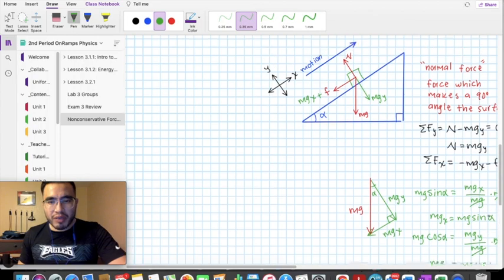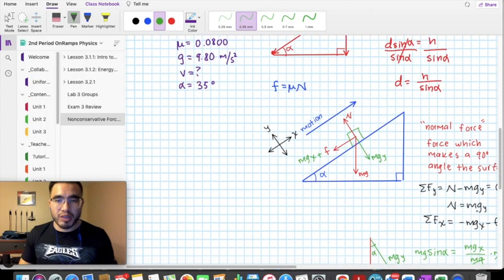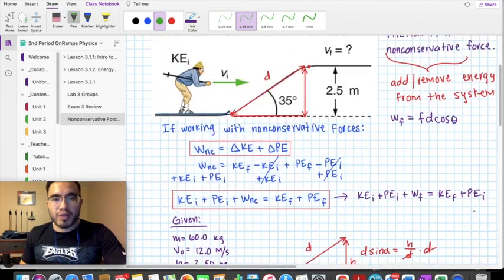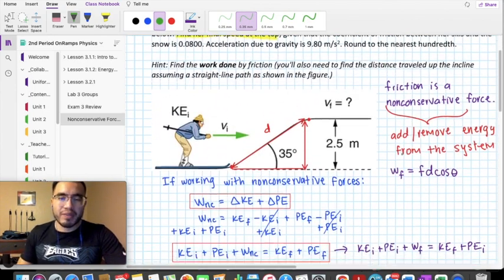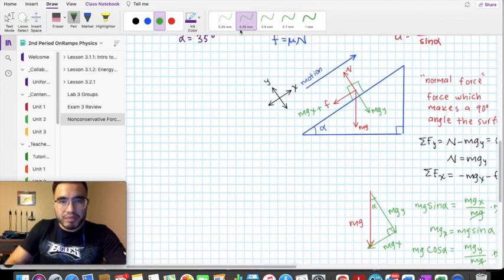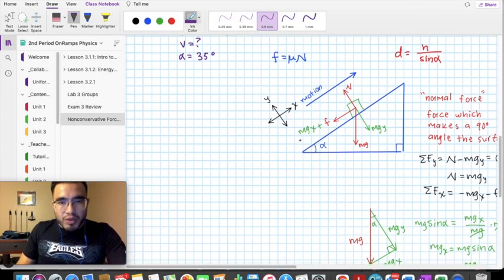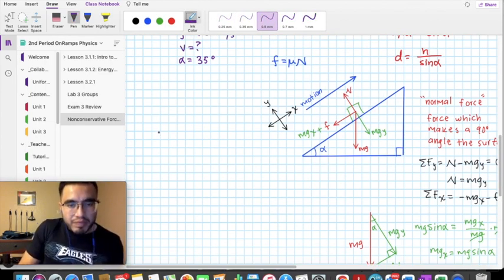So now let's try to find the work done by friction. Let's find the work done by friction, and then we'll find the velocity afterwards. So the work done by friction will be the force of friction times the normal, times the distance times the cosine of theta.